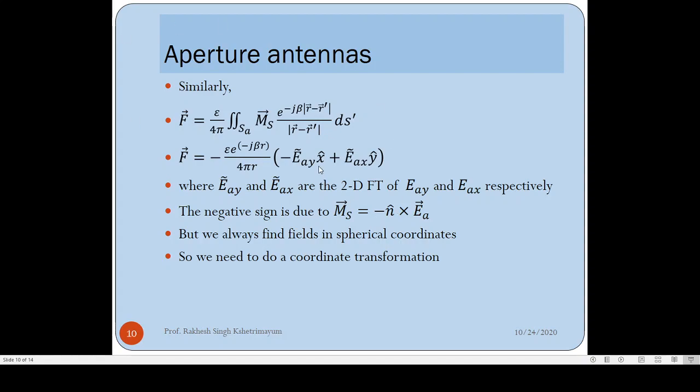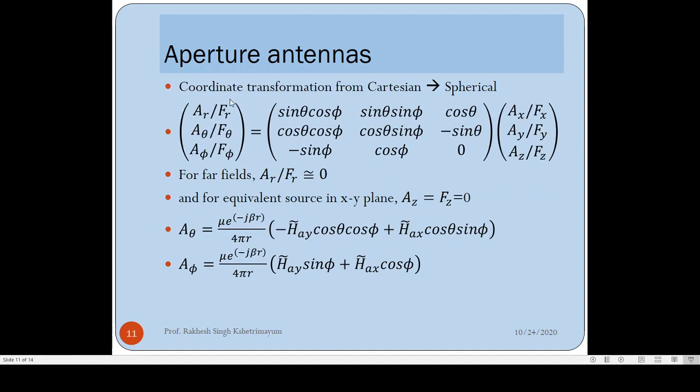And here, when I want to find the fields, I always consider a sphere and different locations, different directions, different theta and phi. I find out the fields. So the spherical coordinate system is the one which should be used for finding the fields. So we need to do a coordinate transformation, because our fields are in the xyz coordinate system and I want to transform them into the spherical coordinate system. That you have already done many times now. So this is the coordinate transformation from Cartesian coordinates to spherical coordinates.